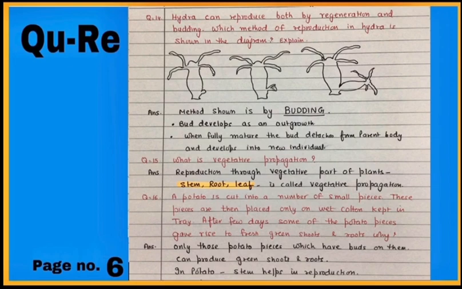Hydra reproduce by budding as well as by regeneration. A bud is formed at specific site by repeated cell division. Then see the plants which reproduce by vegetative propagation, where vegetative parts like stem, root or leaf participate in the reproduction process.